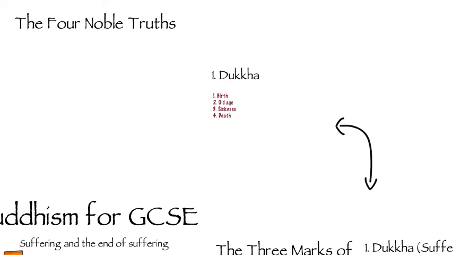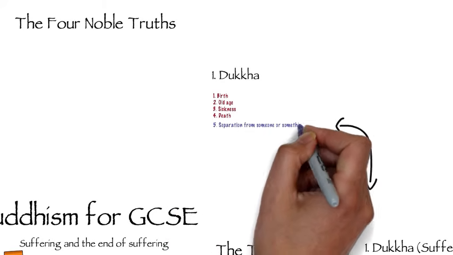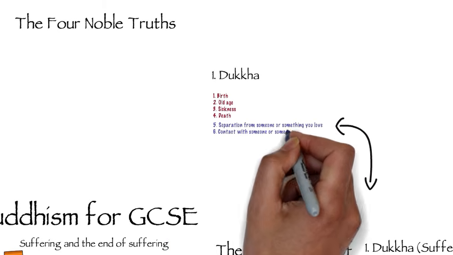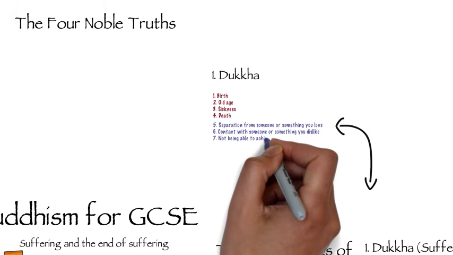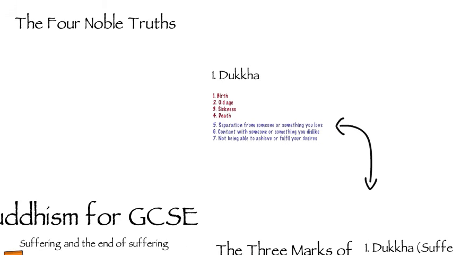The Buddha also taught that there are three main forms of mental suffering: separation from someone or something you love, contact with someone or something you dislike, and not being able to achieve your full desires. The Buddha taught that suffering is present at every stage of a person's life. He did not deny that happiness exists, but he taught that happiness, like all things, is impermanent and temporary.